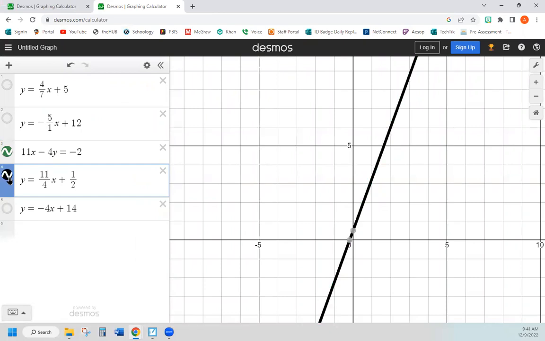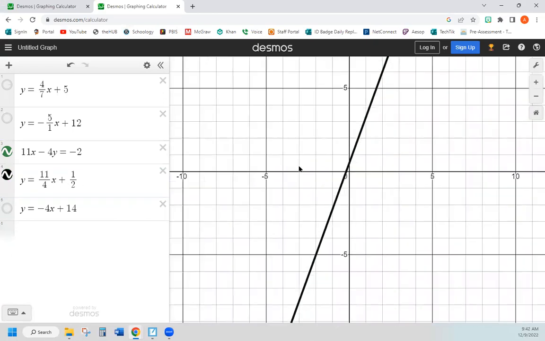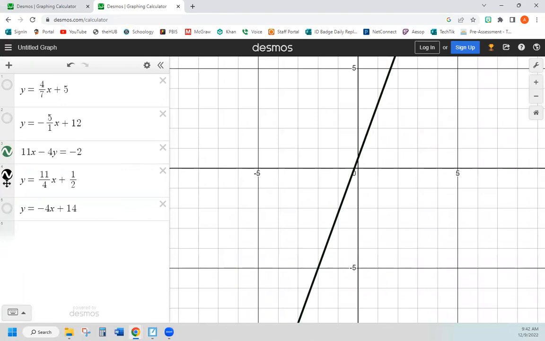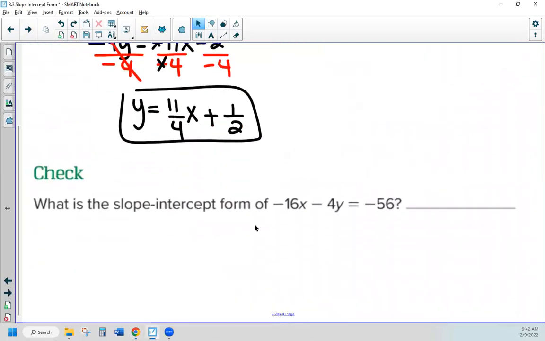Check it out. I'm going to go ahead and select it and deselect it so you can see it's the same exact line. I just moved things around. And not only do I know that it's supposed to be the same line, but I know I did it correctly because I didn't mess up my math, because it became the same exact line as the original one. All right. Pause it right now. Go ahead and take a stab at this next one right here.